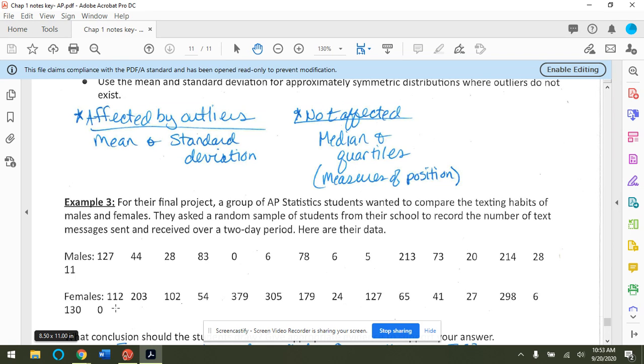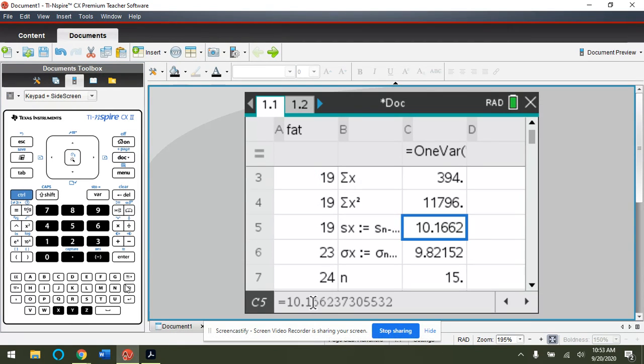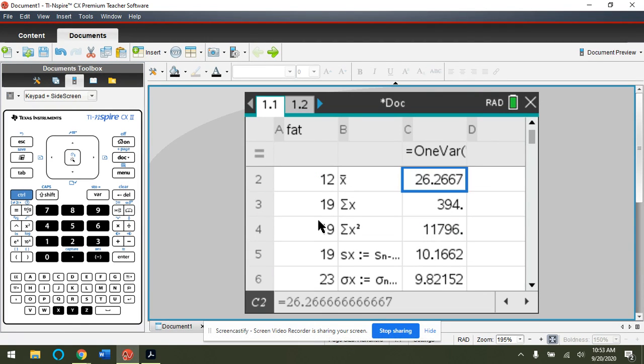And I want you to come up with box plots, like do your 5-number summary for both males and females, all right? And then go from there. I'll show you now, all right? But pause it, do it on your own, and then restart the video. As you look here, all right, I don't need fat anymore.